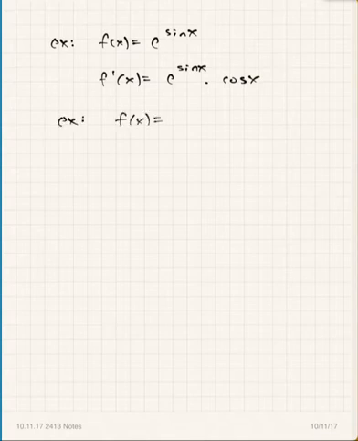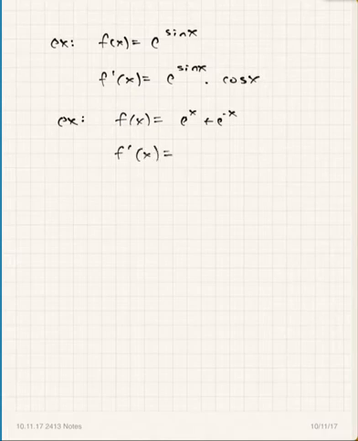F of x is e to the x plus e to the negative x. It's a common kind of form that you're going to encounter. Then the derivative of that function, well, the derivative of e to the x would be e to the x. And the derivative of e to the negative x would be e to the negative x times the derivative of the exponent, which is negative 1. So notice all that does is change the sign. So f prime would be e to the x minus e to the negative x.